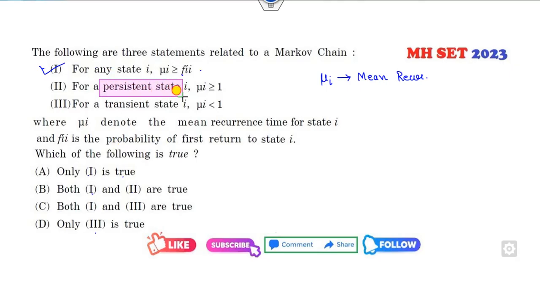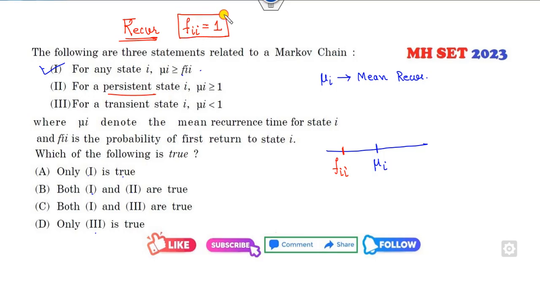Persistent state, transient state. Fine. I can draw it like here. If it is my say mu I here, since mu is greater than this, I call this my FII. Now, firstly I can see the persistent, that means recurrent. Fine. For the recurrent state, what is the value of the FII? It must be 1. And if it is 1, then according to this, what is the mu I? FII is 1. So this condition is also correct.